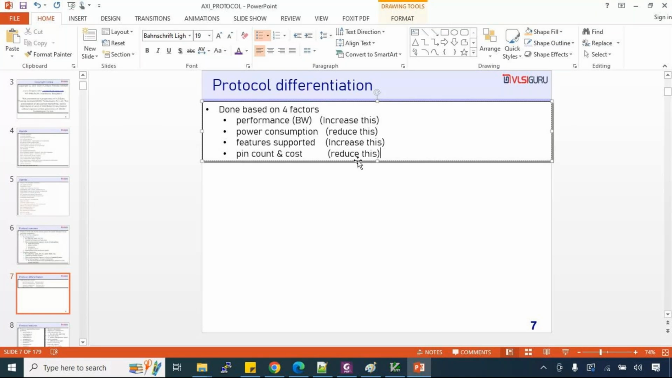So we cannot get the best out of everything. From one system, we cannot get the best. Let's say if you try to get these things best, cost will go up. Somewhere, something goes up. Okay.